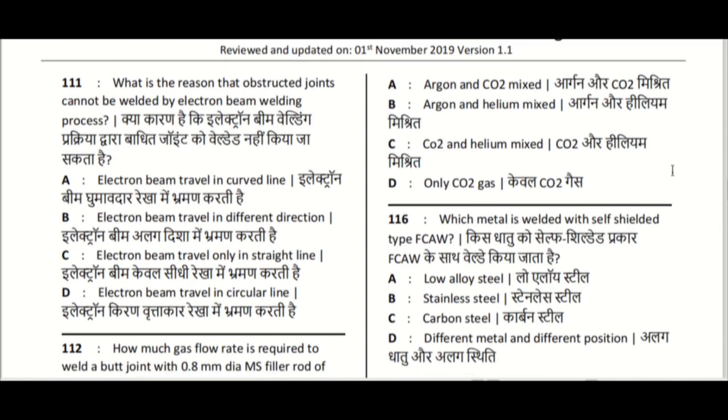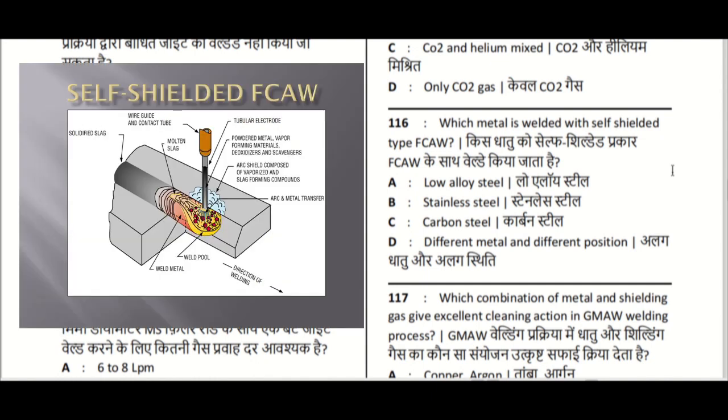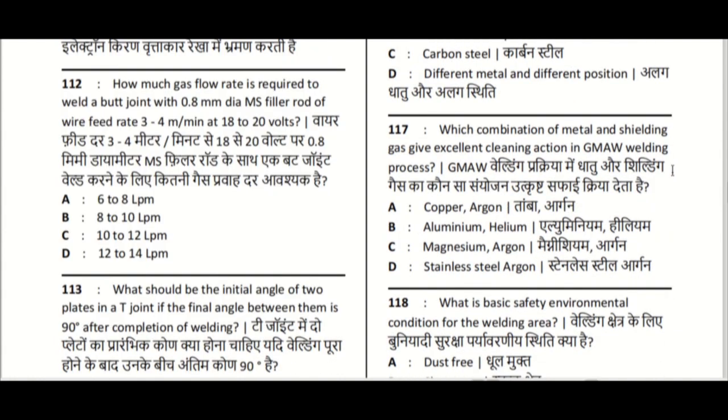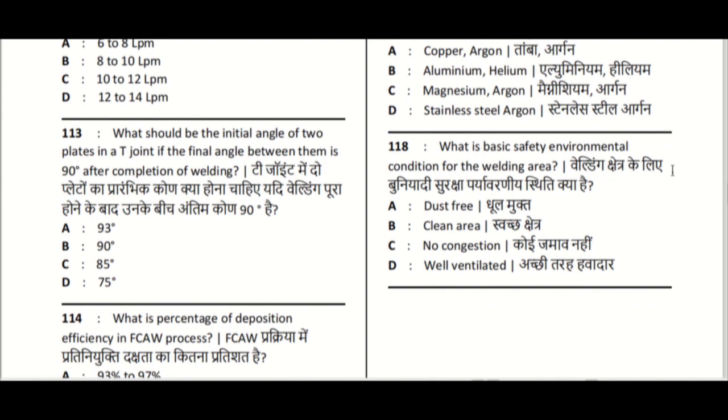Is the argon and carbon dioxide mixer. Which metal is welded with the self-shielded type flux cored arc welding? Carbon steels. Which combination of metal and shielding gas gives excellent cleaning action in the gas metal arc welding process? That is magnesium, argon.